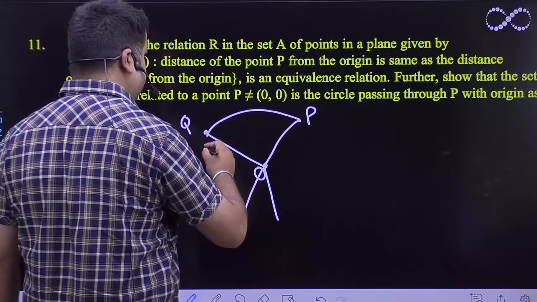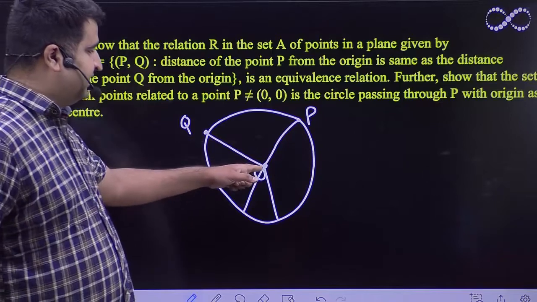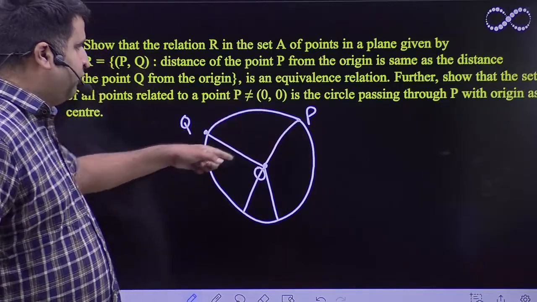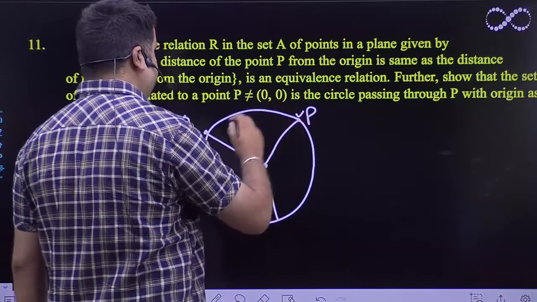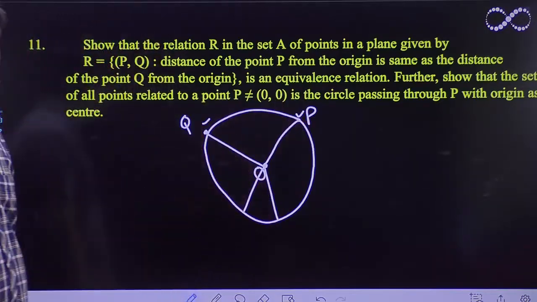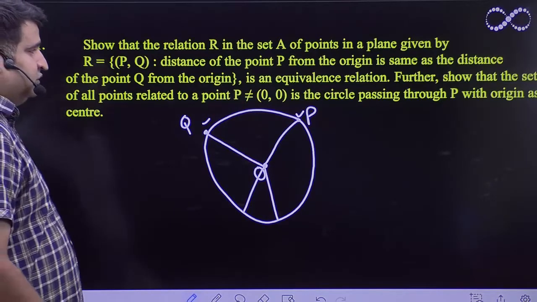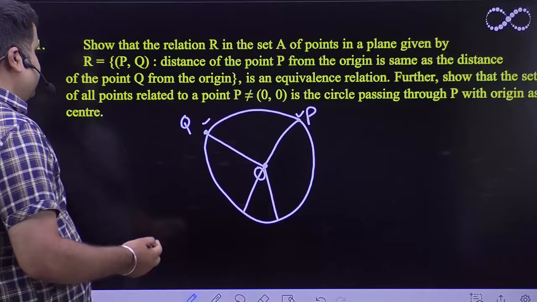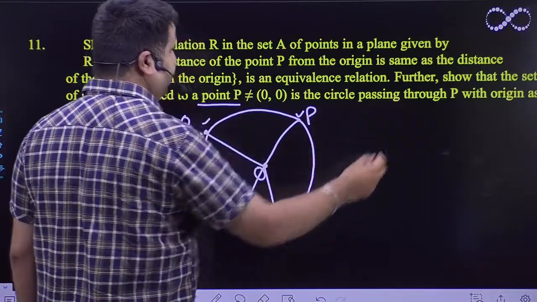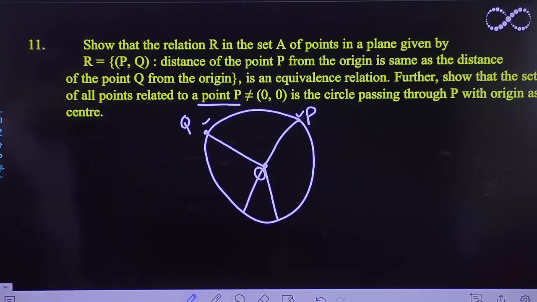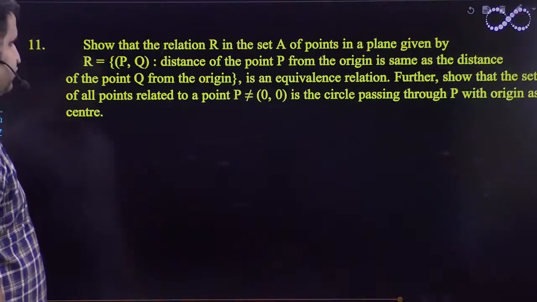And this will give you a circle with O as the center and OP as the radius, right? And this circle will pass through P and Q and all the other points, right? So therefore we prove that the set of all the points related to P is a circle passing through P with origin as center. Let's move on to the next question.